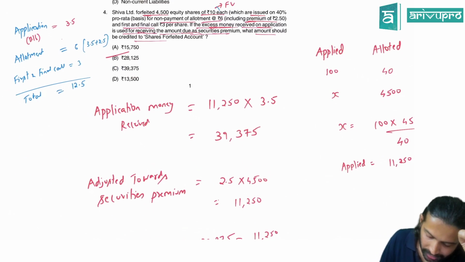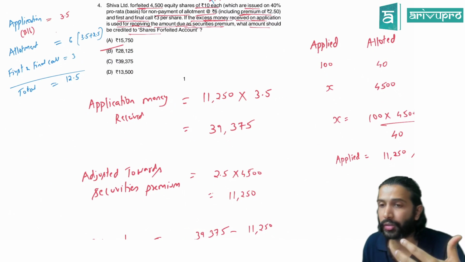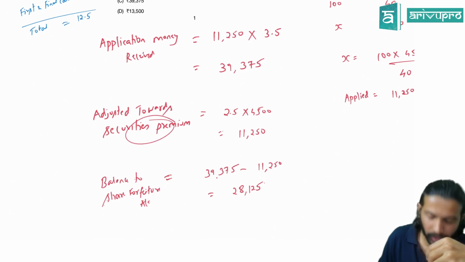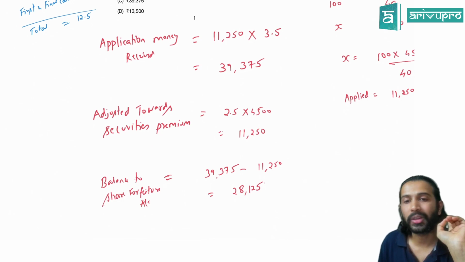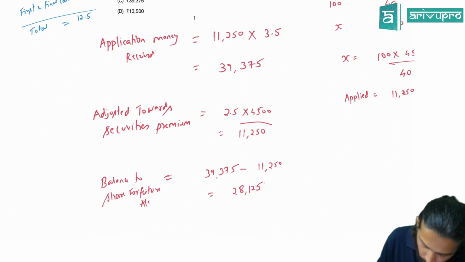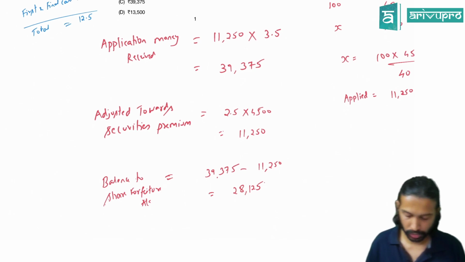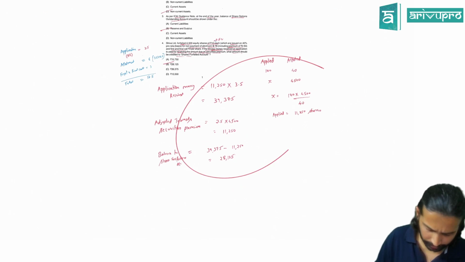But securities premium, if there is any premium that you have received on shares, will you transfer that to capital reserve or to securities premium? You have to transfer that to securities premium. Hence, whatever is the premium due, first adjust from this. Only the balance you transfer to share forfeiture account. That is the funda.